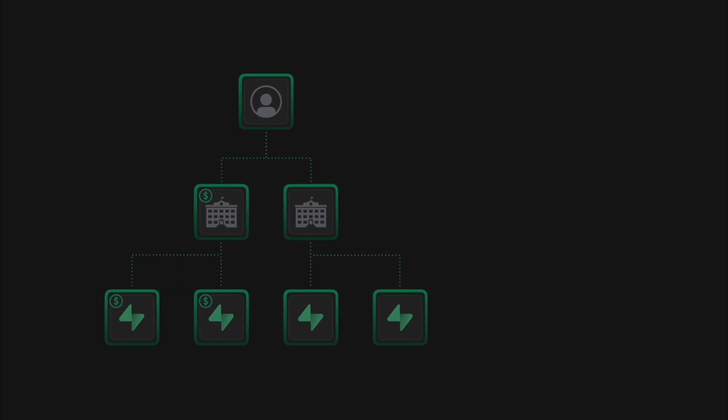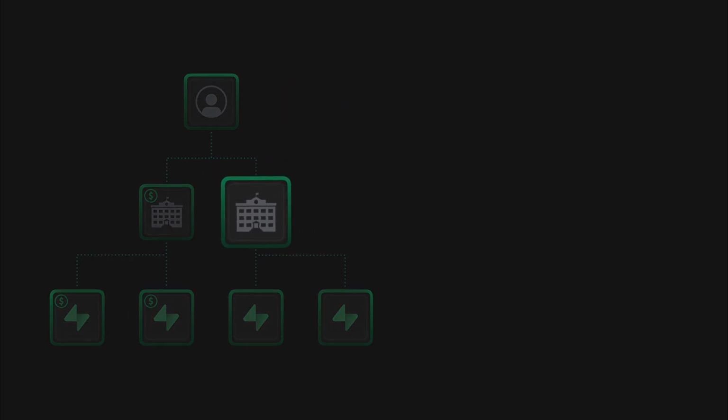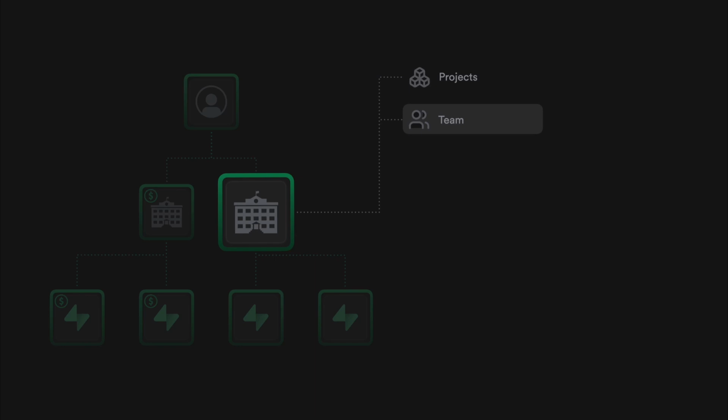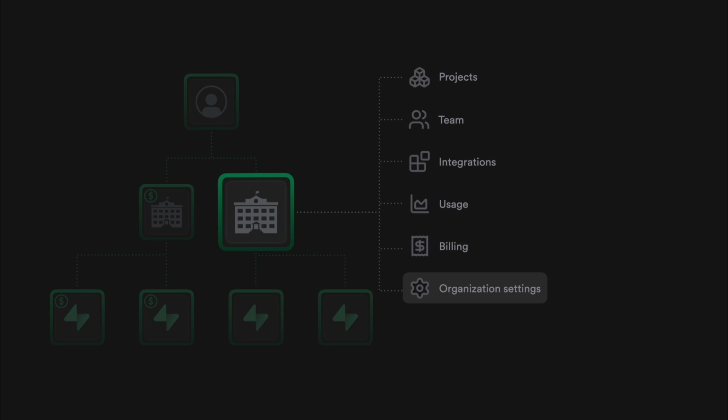On the organization management level, you can access all the projects within that organization, manage your team by inviting or removing members and assigning roles, connecting integrations like Vercel or GitHub, keep an eye on usage across one or all projects, handle billing. Each organization has its own subscription, payment method, billing cycle, and invoices. And you can access organization settings, which we will cover in the next video.